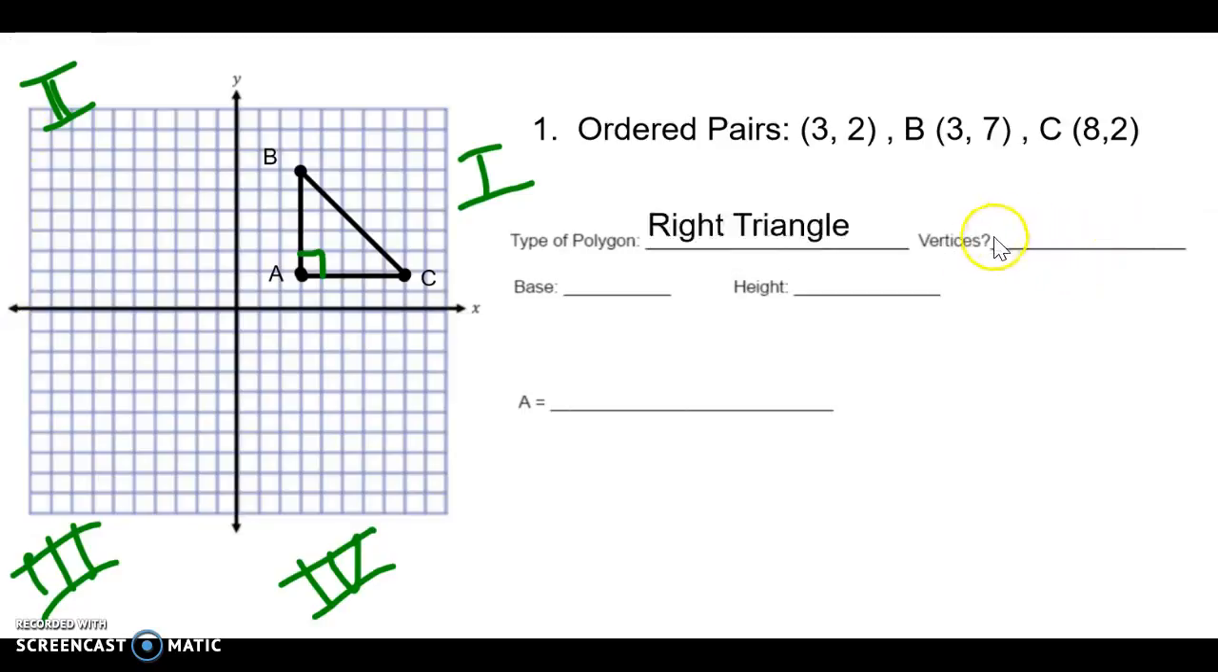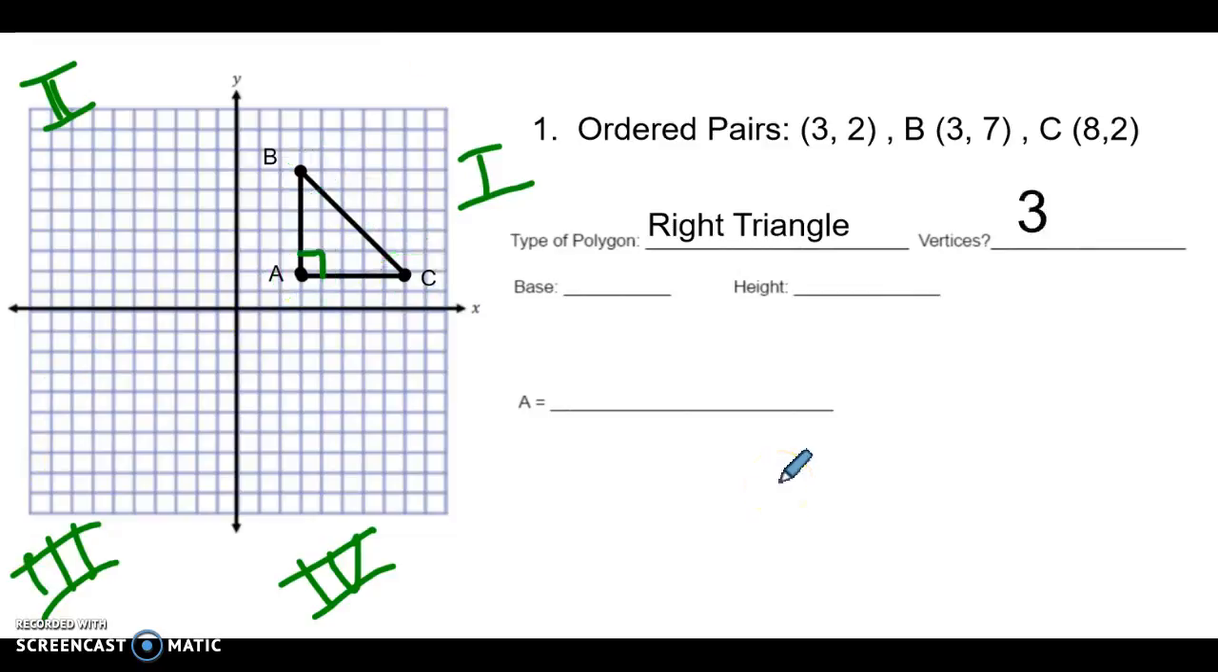The next question is asking for how many vertices. Well, vertices are what connect at any endpoint. So technically, that's a vertex, and that's a vertex, where two lines intersect or meet. So we have 3 vertices.